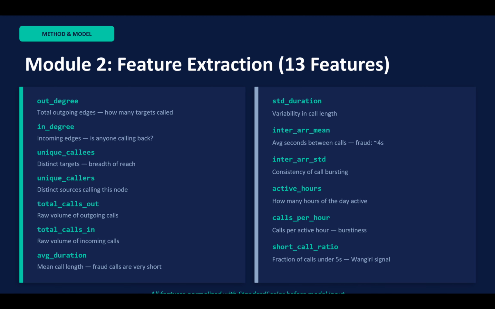So here is the feature extraction. We pull 13 features per node: 7 static graph features, things like how many people a node calls, how many call it back, raw call volumes, and 6 temporal features, like calling time, burstiness, and short call ratio. The short call ratio deserves special mention because it's simply the fraction of a user's outgoing calls that lasted under 5 seconds. Everything goes through a standard scaler normalization before the model sees it, so a feature with values in the hundreds doesn't bully features with values between 0 and 1.